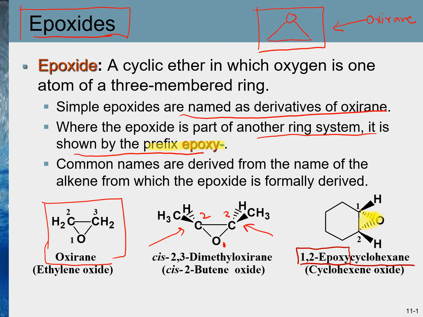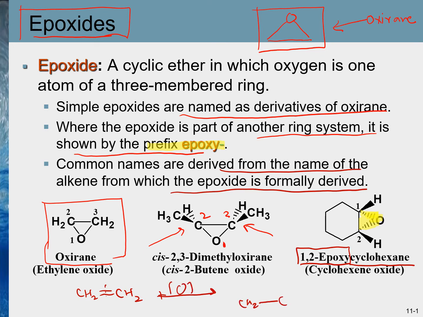Common names of epoxides are derived from the names of the alkene from which the epoxide is formally derived. For example, oxirane can be derived from ethylene. So if we add oxygen, one of the bonds breaks, and this results in the formation of a cyclic three-membered ring. As we can see, oxirane is derived from ethylene, so the name is ethylene oxide.